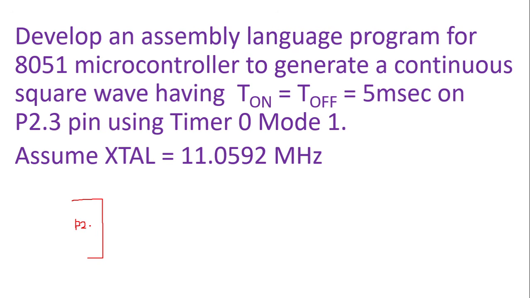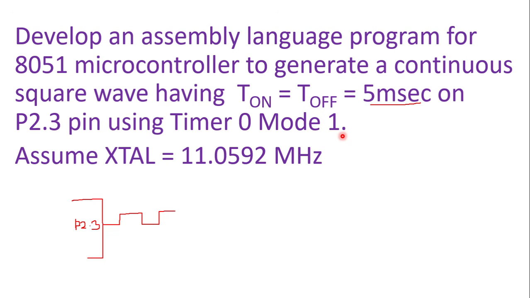P2.3 pin, if you connect an oscilloscope, then in that case you should be able to observe a square wave which is having on time as 5 millisecond and off time as 5 millisecond. For that purpose, we have to take the help of a timer. Particularly, timer 0 is to be used and it is to be used in mode 1.